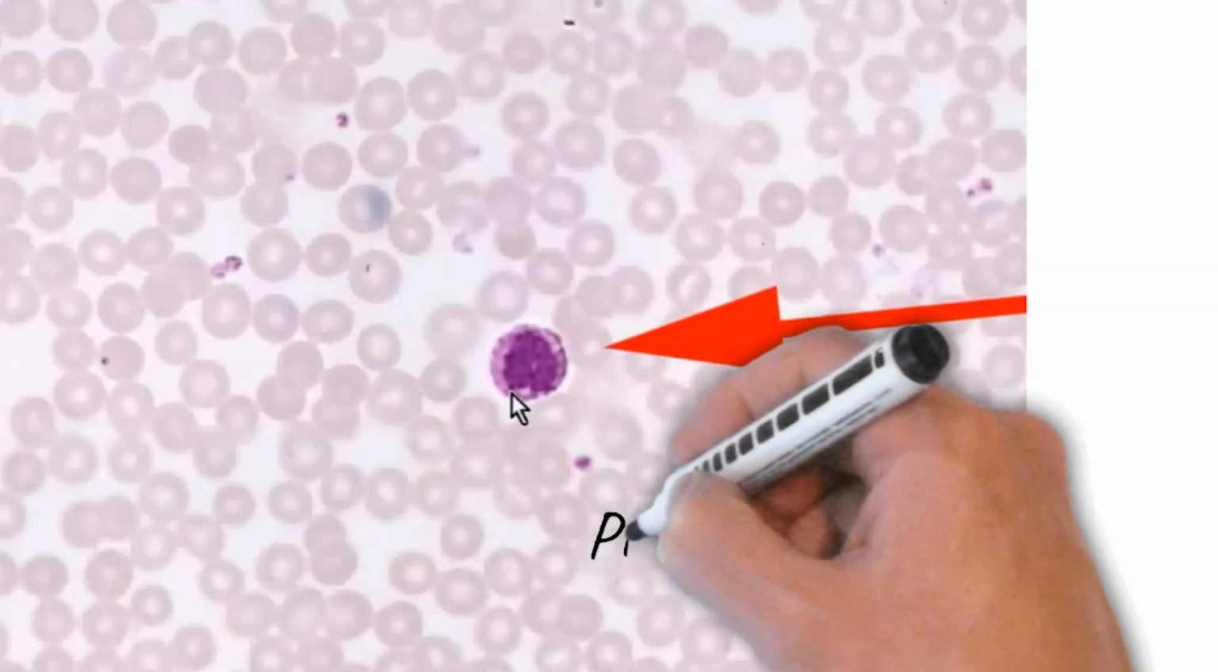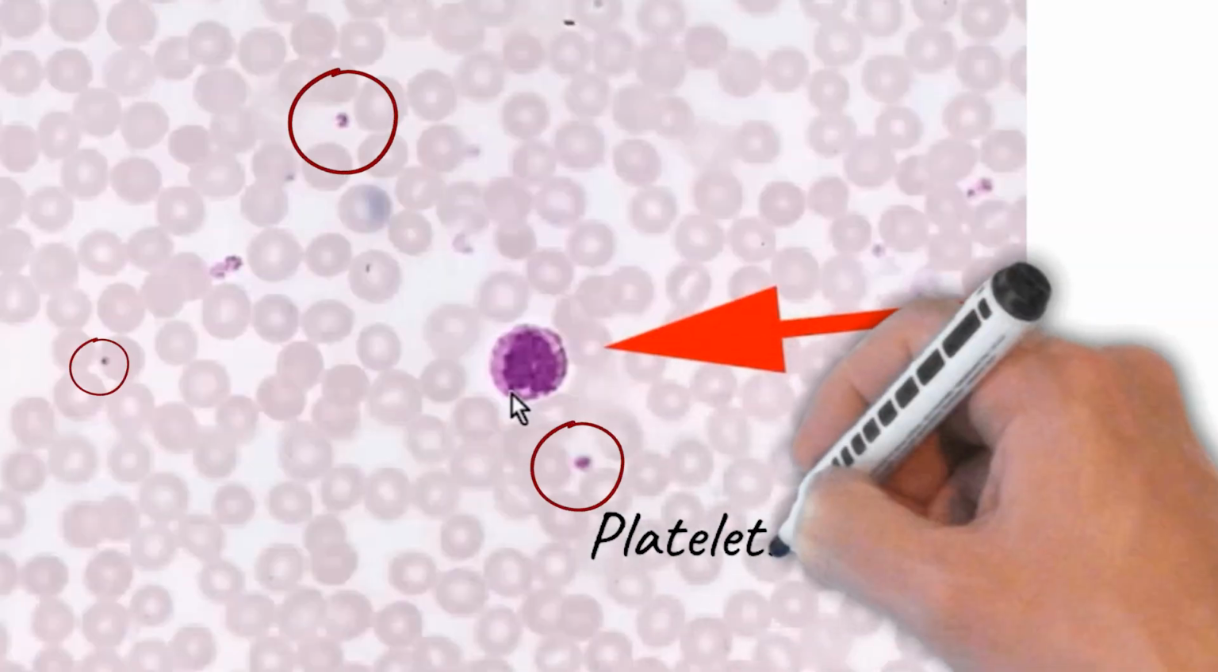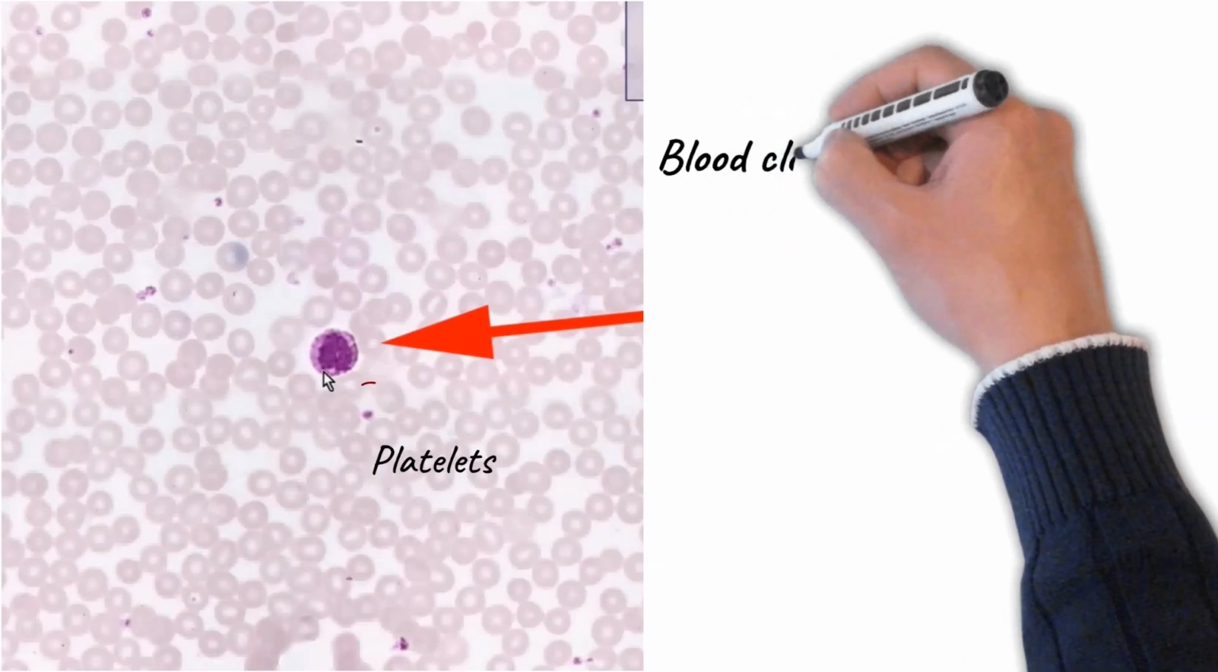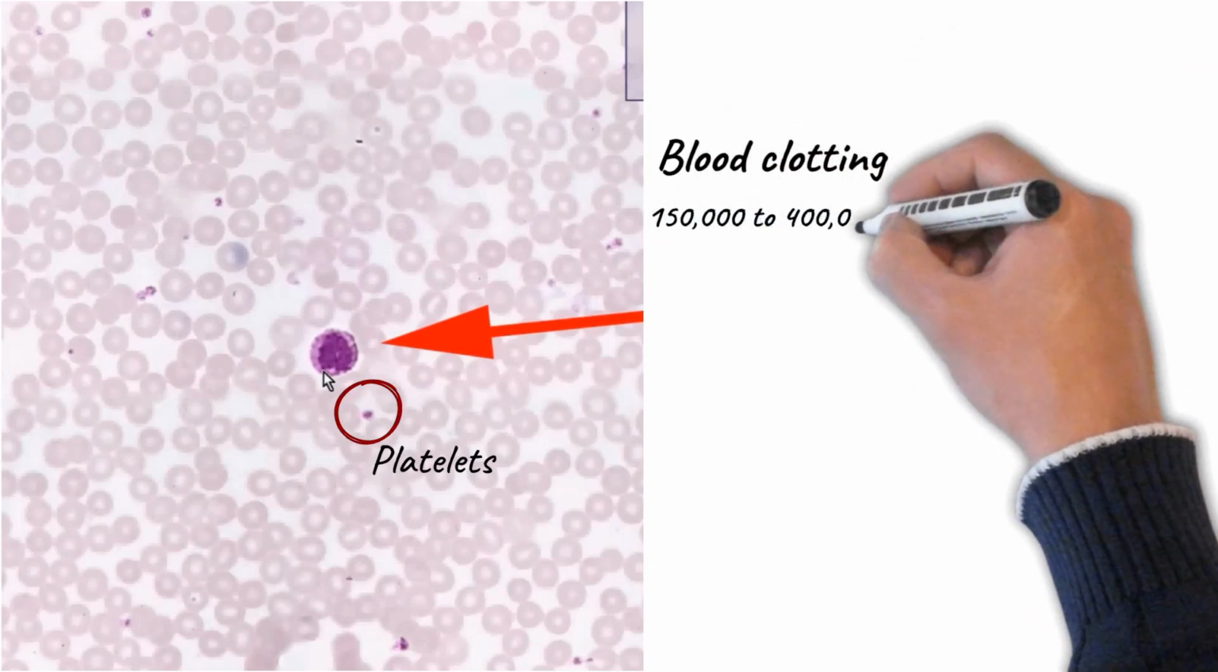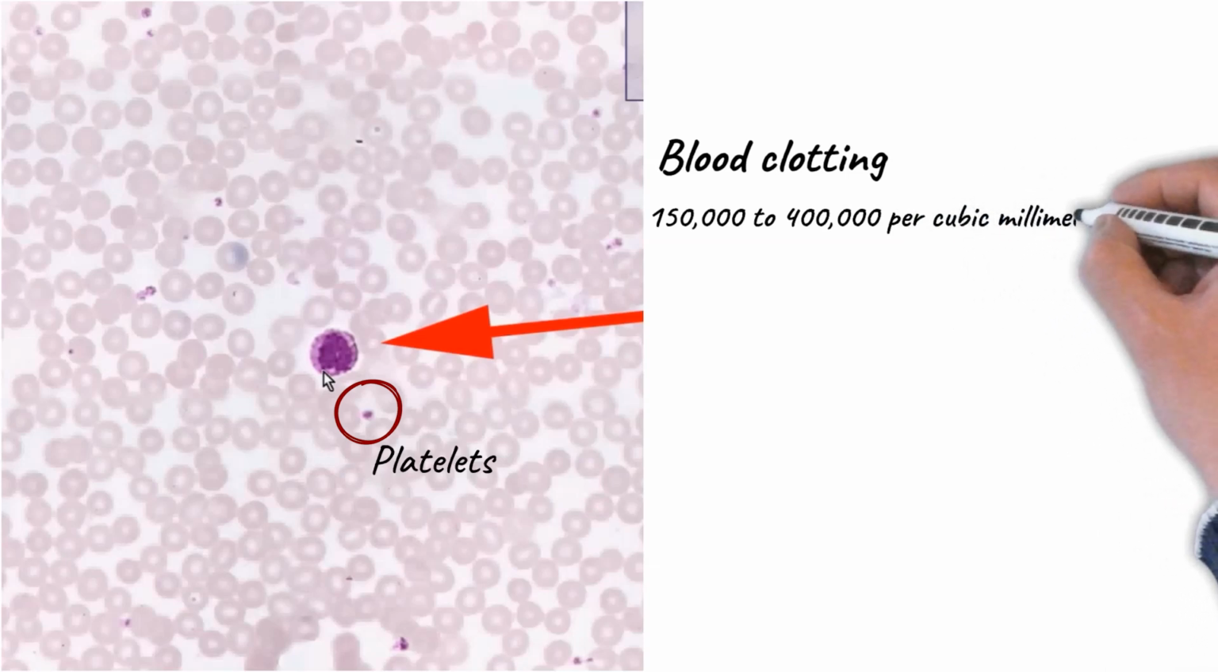Scattered throughout the smear are platelets. Platelets appear as small purple fragments rather than full cells. They are important for blood clotting and typically present at concentrations of around 150,000 to 400,000 per cubic millimeter of blood.